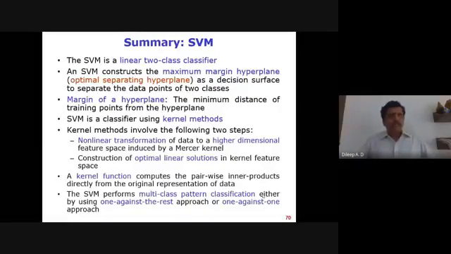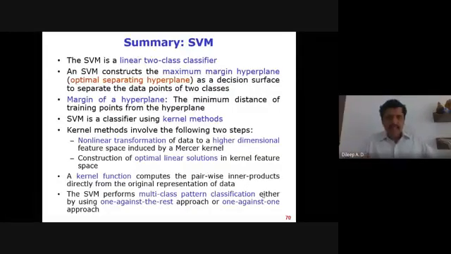Okay, so in order to handle non-linearly separable classes, SVM uses kernel methods, where it implicitly, using the kernel trick, maps the data onto a higher dimensional feature space where it assumes the data is linearly separable and finds the optimal linear separating hyperplane. And for multi-class classification cases, it uses the one against rest and one against one approaches.